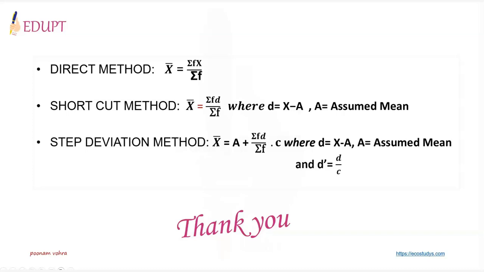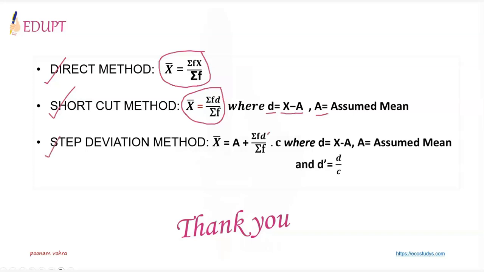To sum up, arithmetic mean in discrete series can be found by three methods. One, and the simplest one, is direct method, where x bar is equal to sigma fx by sigma f is the formula that can be used. Second is shortcut method, where the formula is x bar is equal to sigma fd by sigma f, where d is deviation and is found as x minus a. X are the values and a the assumed mean.